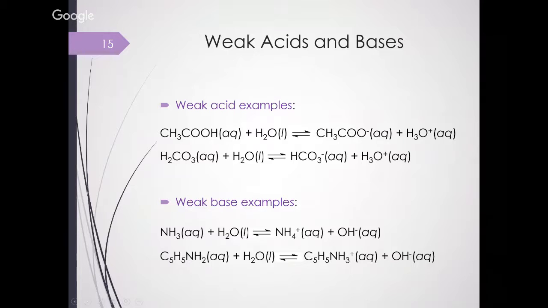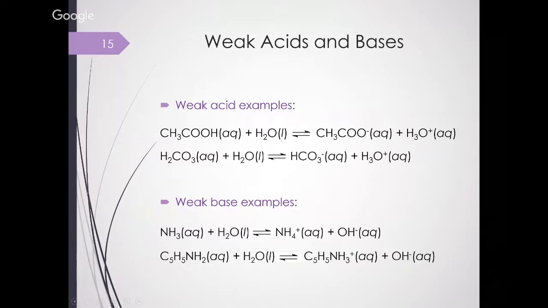We can look at our acid-base pairs here, right? Acetic acid matches up with acetate, right? Acid, conjugate base. Water acts as a base. Here's our conjugate acid. Carbonic acid, the bicarbonate ion is its conjugate base. Water, hydronium ion, here's our conjugate acid. Our weak base examples, ammonia accepts the proton to form ammonium. So ammonia forms the conjugate acid here. Water acts as the acid to form the hydroxide, which is the conjugate base.